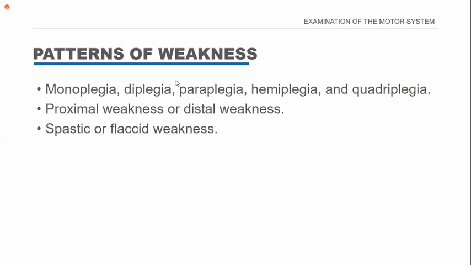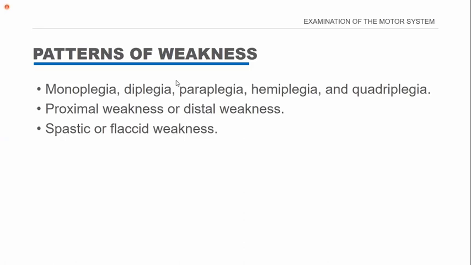Then we also think in terms of proximal and distal weakness. For example, myopathies give rise to proximal weakness more commonly, and neuropathies give rise to distal weakness. Proximal weakness means weakness around the girdles, shoulder girdle or thigh girdle. For example, the shoulder girdle is weaker than hand movement, and the hip girdle muscles are weaker than the muscles of the foot.